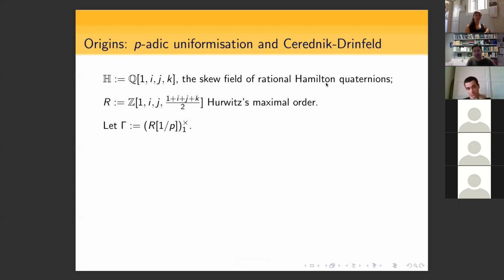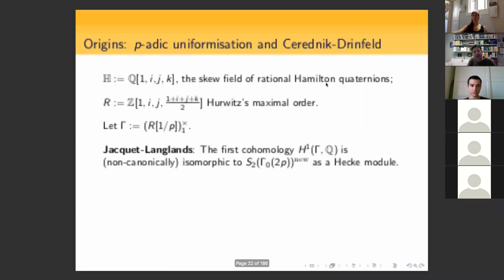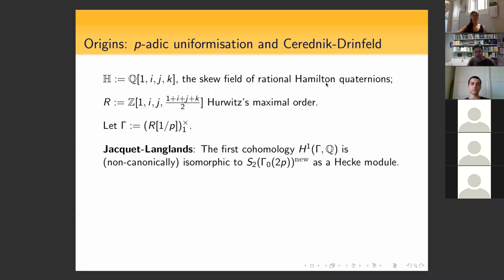Now, I let gamma be the multiplicative group of elements of norm 1 in this ring where I've inverted p. If I just took R^1 star, I would get a finite group, essentially a group of order 24. It's a central extension of A4. But when I invert p, I get a group which is quite a bit richer, which is infinite, but acts discretely on the p-adic upper half plane.